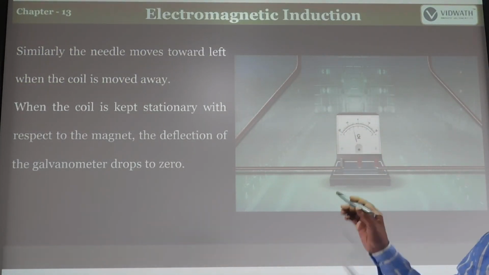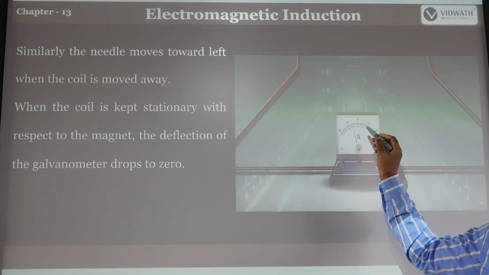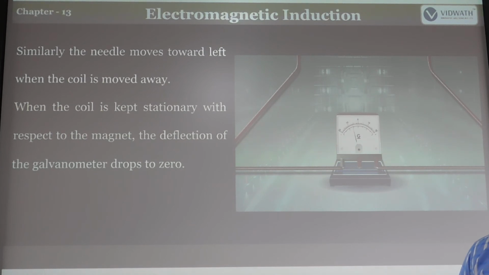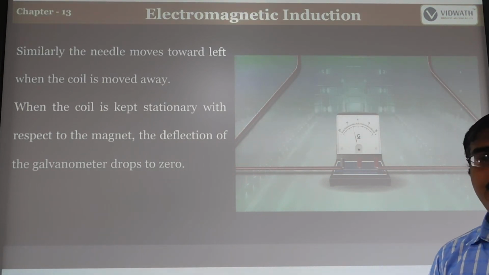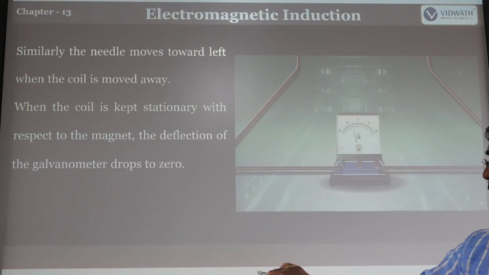When the coil is kept stationary with respect to the magnet, the deflection of the galvanometer is also zero. So when the coil remains stationary, whether it is a coil or a solenoid, the galvanometer shows zero deflection.